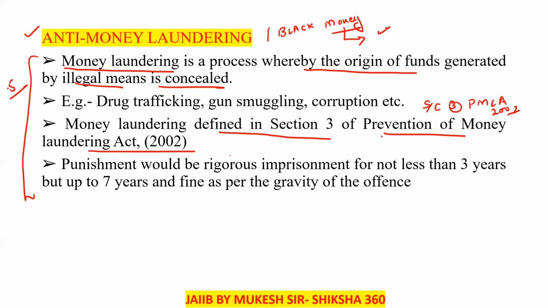The punishment is rigorous imprisonment, that is jail, for not less than 3 years. The minimum is 3 years, but up to 7 years, and fine as per the gravity of the offense. If the offense is big, there is more fine, and if the offense is not that big, the fine is less. So please remember: it is defined under section 3 of the Prevention of Money Laundering Act, the minimum imprisonment is 3 years and the maximum is up to 7 years.